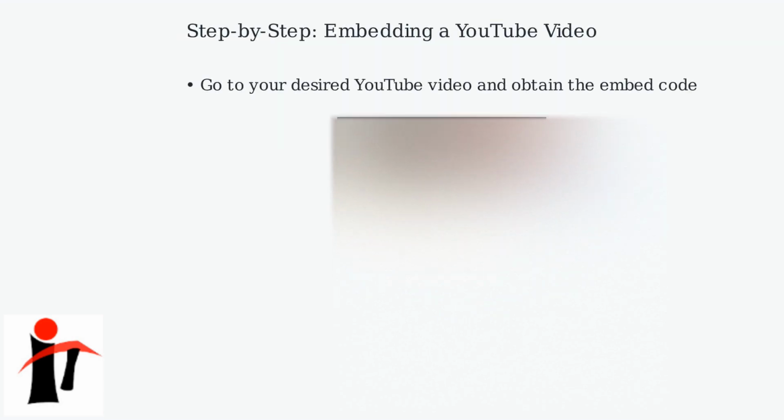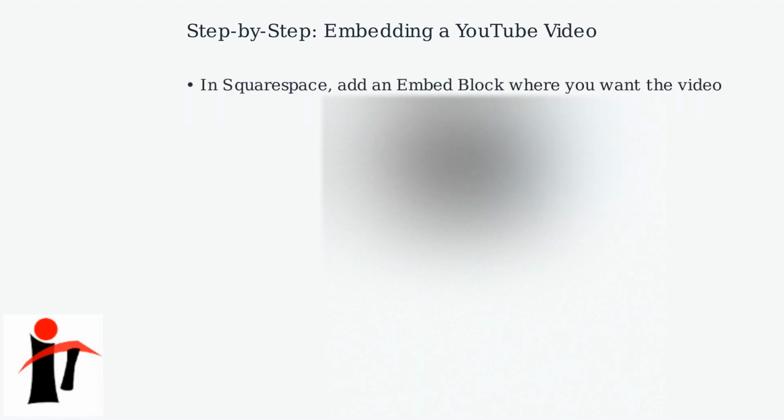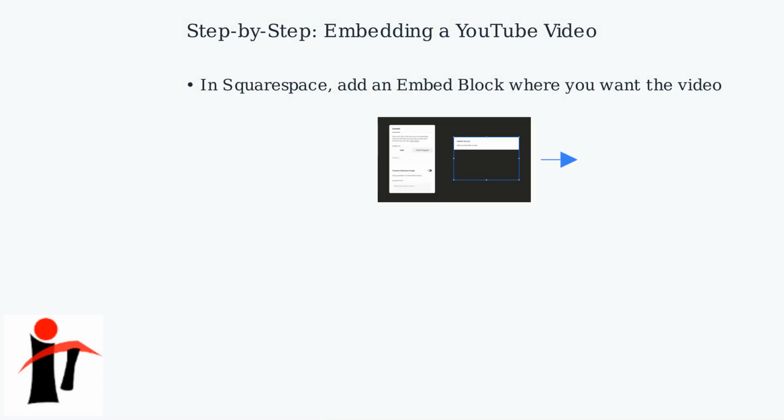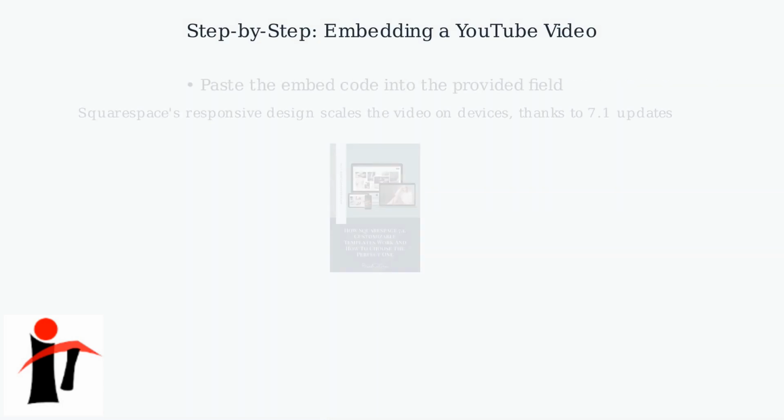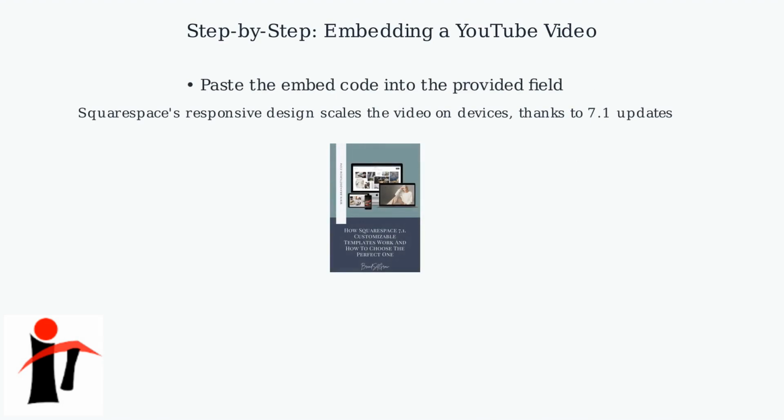First, go to your desired YouTube video and obtain the embed code. Next, in Squarespace, add an embed block where you want the video to appear. Paste the embed code into the provided field within the block. Squarespace's responsive design ensures the video will scale appropriately on different devices, especially mobile screens, thanks to updates in Squarespace 7.1 and YouTube's responsive embeds.